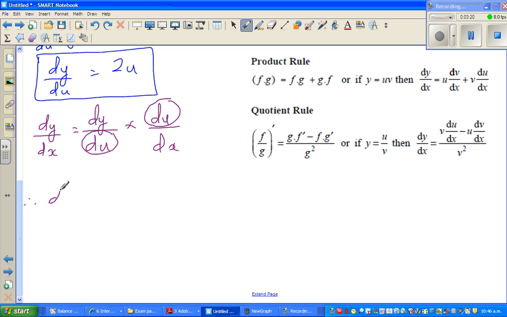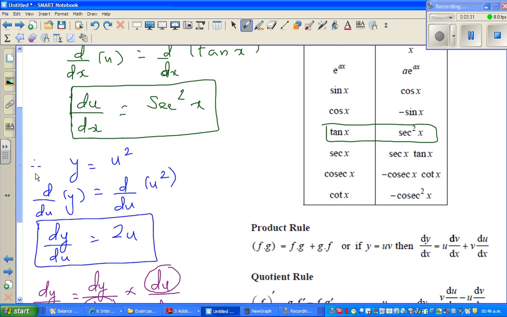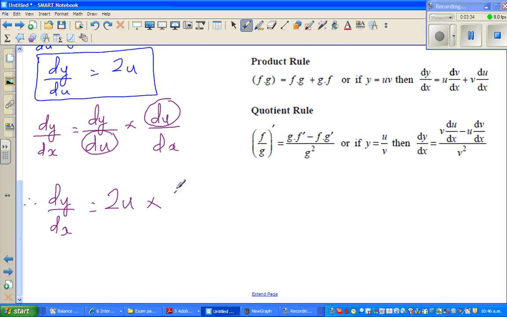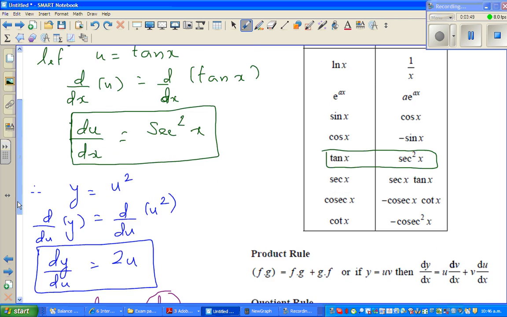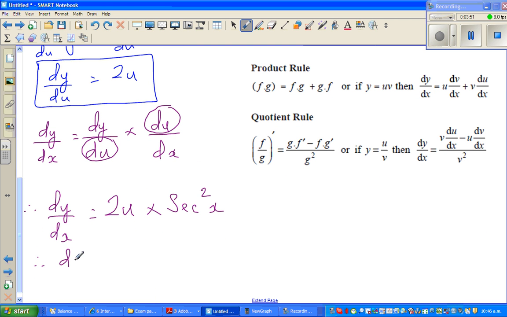Okay, therefore dy by dx is equal to, now what is dy by du? We know dy by du is 2u times, what is du by dx? du by dx is sec squared x. So I can write sec squared x. Now you have to put this back into x form because you're writing in terms of y and x. So what is u? u is tan x. So therefore dy by dx is 2 tan x times sec squared x, just like that.